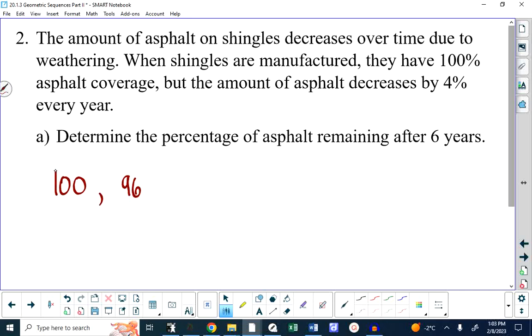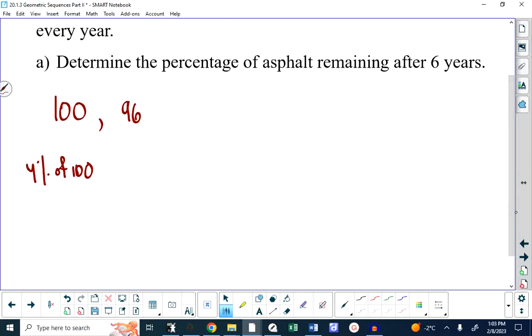Here's the calculation. You don't need to do this, but 4% of 100. This is after the first year. 4% of 100 means 4 over 100 times 100. 4% of 100 is 4. So I subtract 4, right, to get 96. What will be the percentage remaining for the next term? Well, I have to take 4% of 96. Well, that's 4 over 100 times 96.